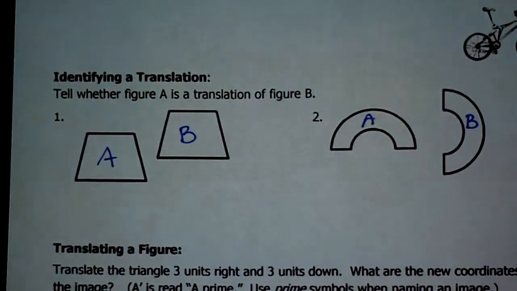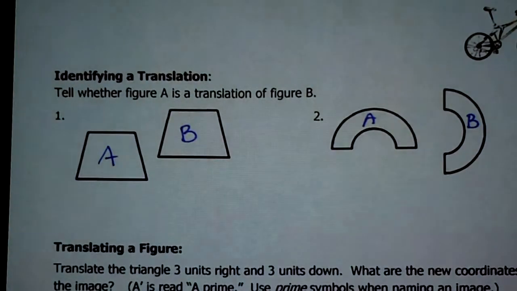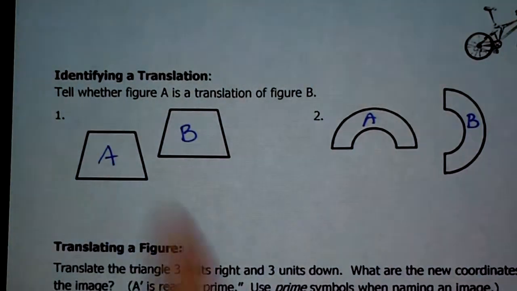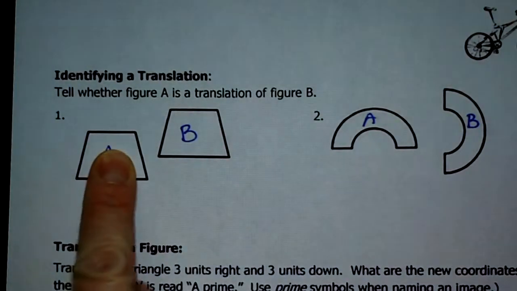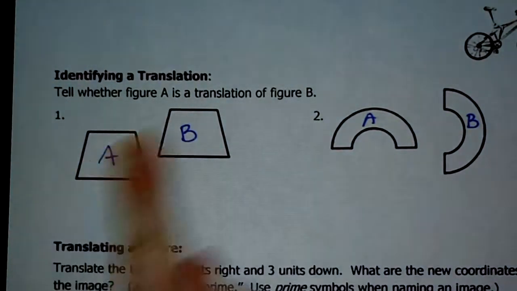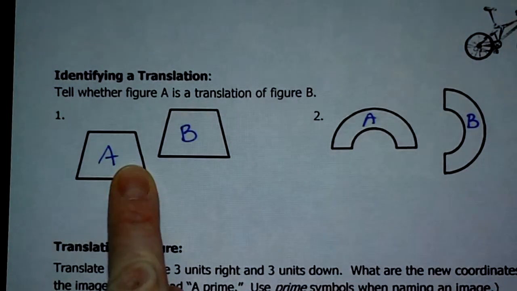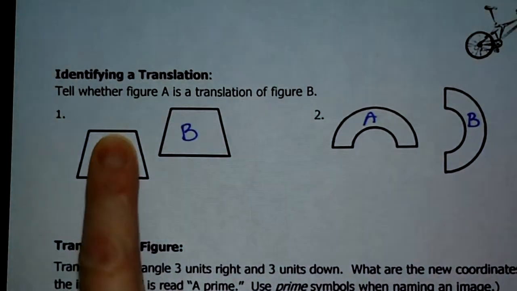All right, so goal number one, I want you to be able to look at two figures and tell me if a translation has occurred. So take a look at number one. Here's figure A, here's figure B. To get from A to B, does it look like A has twisted or turned moving up to B? It doesn't look like that to me. It just looks like we put our finger on it and slid it right up.